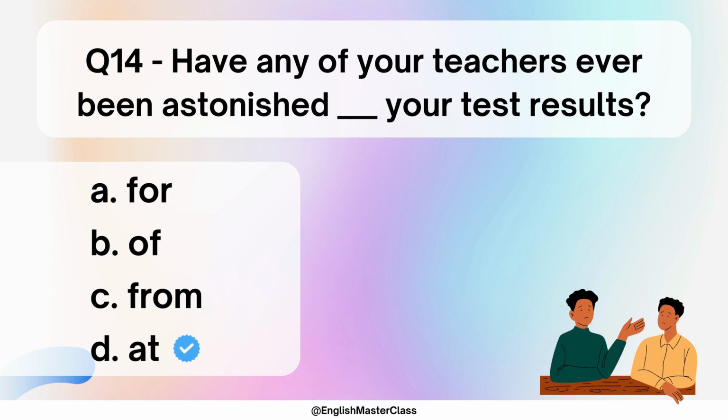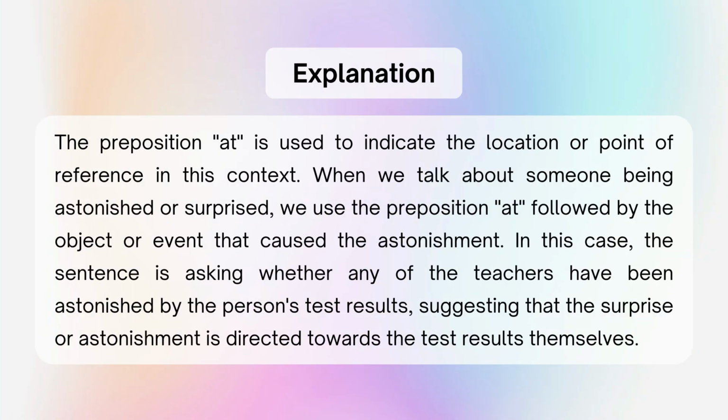Have any of your teachers ever been astonished at your test results? The preposition at is used to indicate the location or point of reference in this context. When we talk about someone being astonished or surprised, we use the preposition at, followed by the object or event that caused the astonishment. In this case, the sentence is asking whether any of the teachers have been astonished by the person's test results, suggesting that the surprise or astonishment is directed towards the test results themselves.